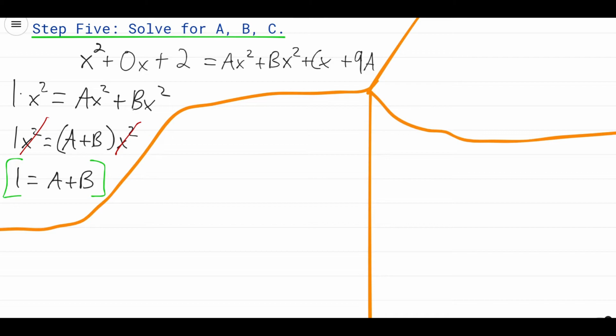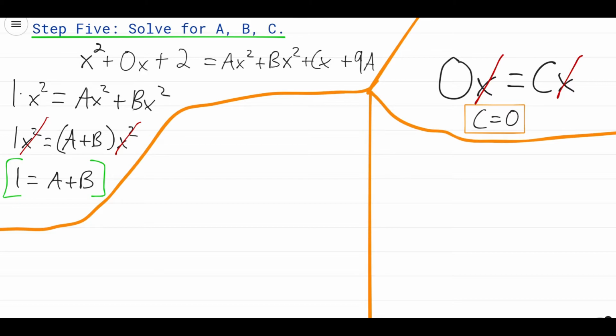So I'm going to split up the board like this, and now 0x is equal to what term has x in it? Just x, not x squared, would be cx. So 0x is equal to cx, and that's the only term with x. So in essence, the x's will cancel out, so we know that c is equal to 0. So that's why this method works. Just set up whichever ones have the same degree with each other, set them equal to each other, left hand and right hand side.